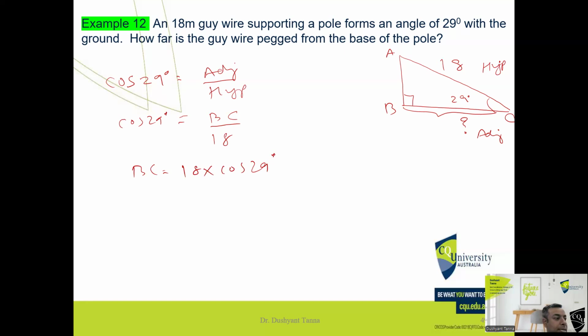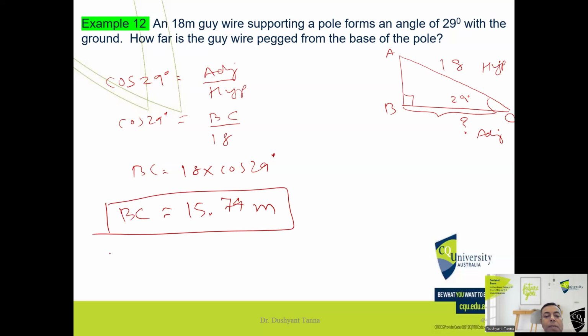Okay, 18 times cos 29, and that comes up as 15.74 meters. That is how far. Then write it down, because BC is your notation. Someone would have taken X, Y, Z, someone would have taken PQR, right? The wire is at 15.74 meters from the base.